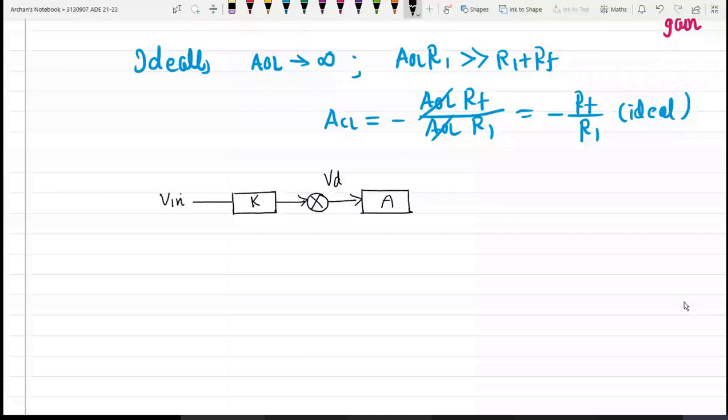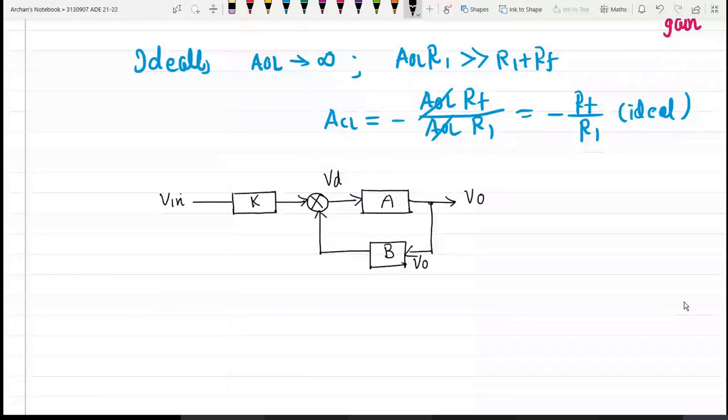But we are taking feedback also, and this feedback network will have its own gain. Let us say this gain is B. So V0 is provided as feedback input, and that gives us the feedback voltage. This is nothing but the summing point. In control system theory, you have already gone through the basic block diagram techniques, right?